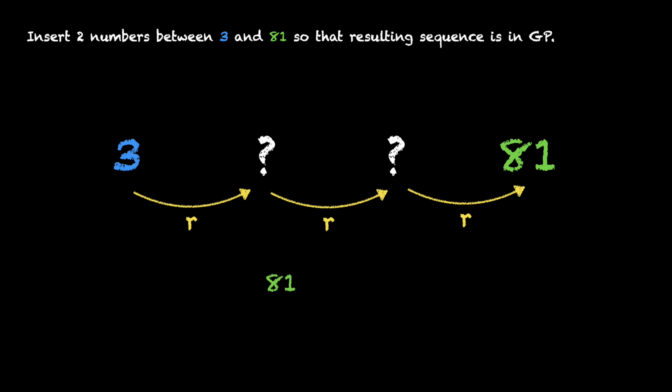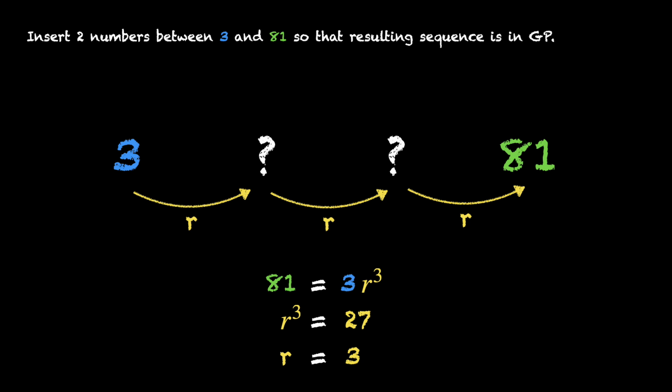Let's write that down. 81 is actually 3 times R cube. This equation is very powerful. This should give us the value of R. So 81 divided by 3 is 27, so R cube is 27. So what's the cube root of 27? Well, that's 3. This gives us R equals 3 and we can use this to find the question marks.